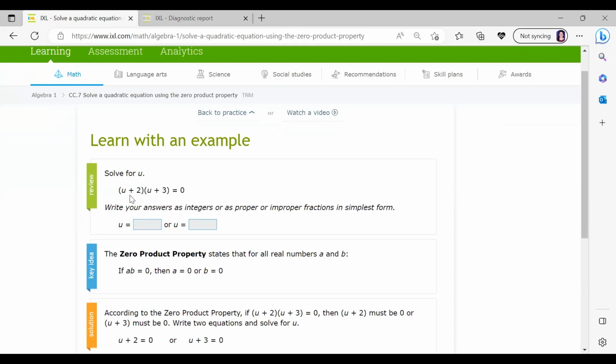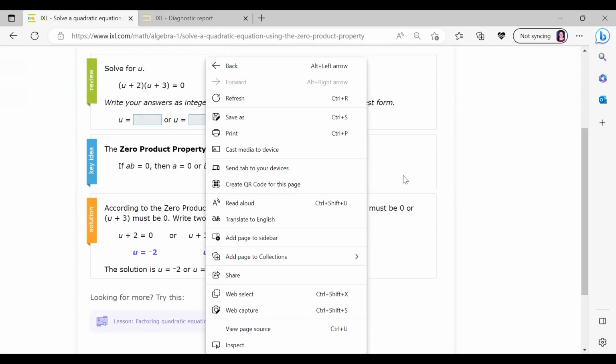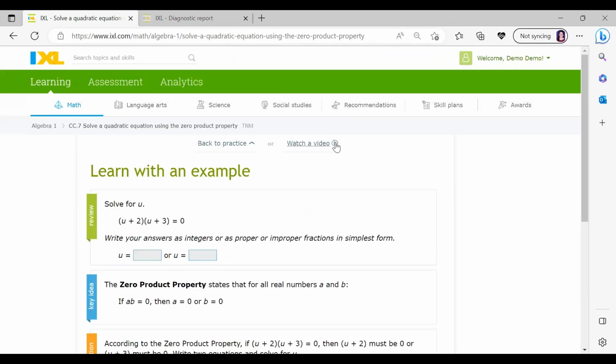So u plus 2 could be 0, u plus 3 could be 0. When u plus 2 is 0, u must be equal to negative 2. When u plus 3 equals 0, u must be equal to negative 3. So the answer is like that. And if you're confused more, watch the video.